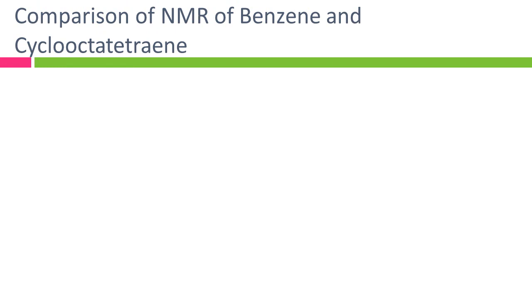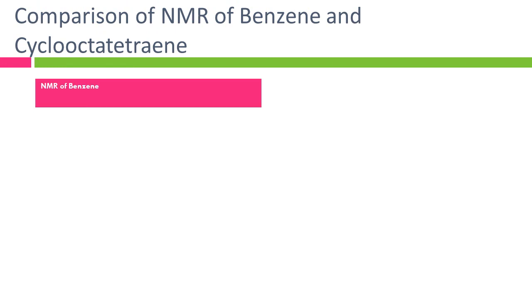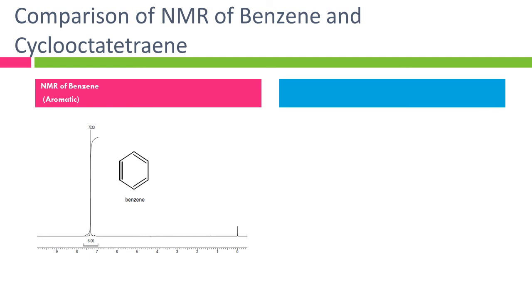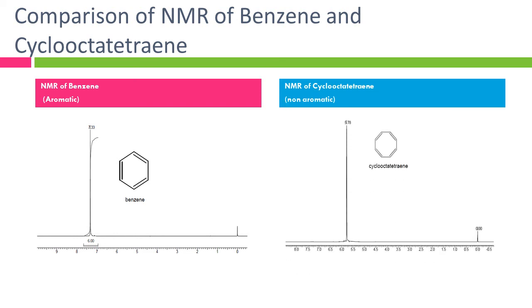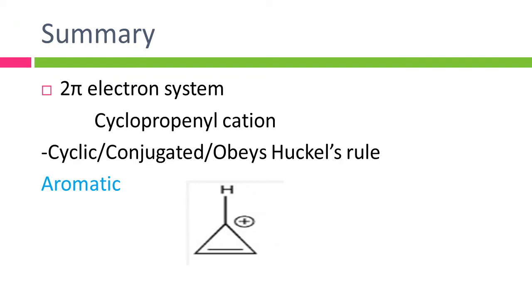Now let's see the comparison of NMR of benzene and cyclooctatetraene. In benzene, we see the peak around 7.5, or here 7.33, whereas in cyclooctatetraene, which is non-aromatic, we see the peak at 5.78. To summarize, 2 pi electron systems like cyclopropenyl cation are aromatic in nature.